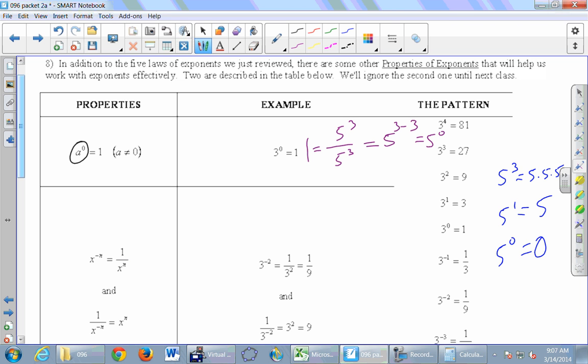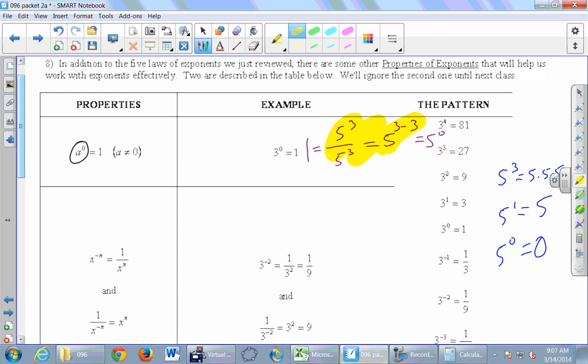So if 5 to the 0 is going to have any meaning, and if I need this rule right here to still be valid, where I get to subtract because there's canceling, then I have no choice. What do we have to define 5 to the 0 to be? We have to define it to be 1. So this is why it's 1. It's not 0. It's 1.